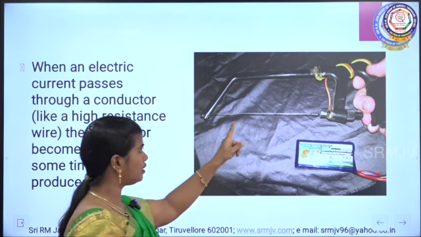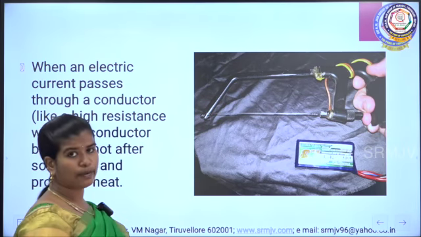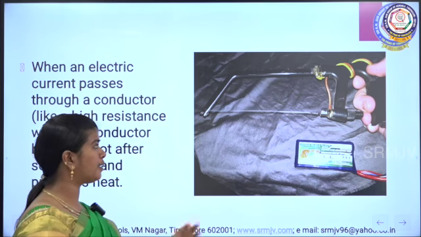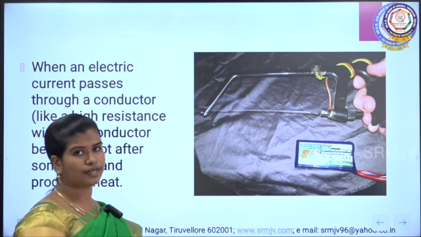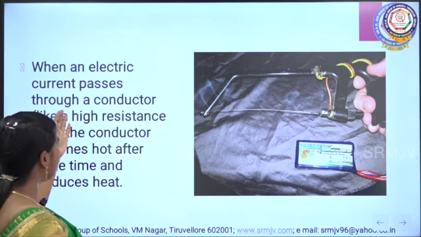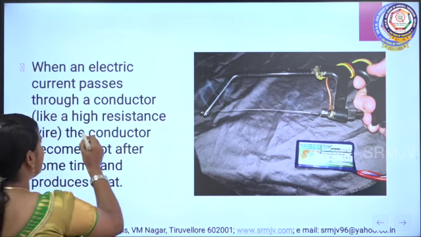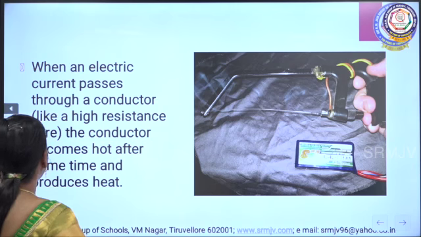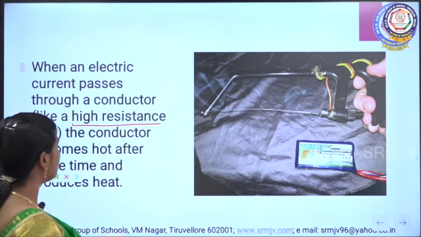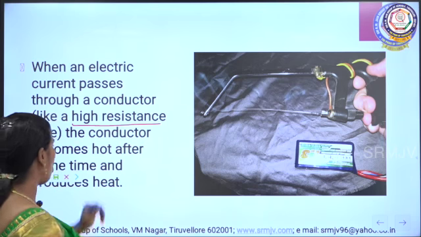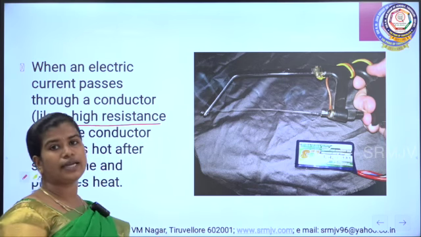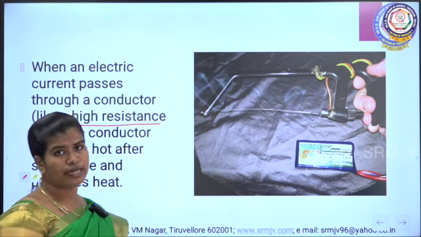Here also, the wire is made up of nichrome wire, and after a few minutes it will turn red hot. What is the reason behind it? When an electric current passes through a conductor like a high resistance wire, due to the resistance, it turns hot. This is the reason behind the heating effect of electric current.